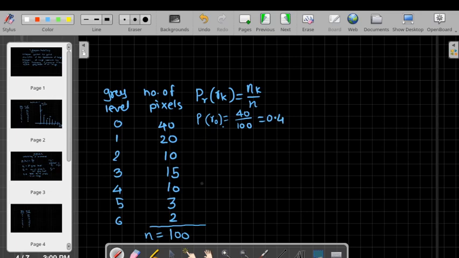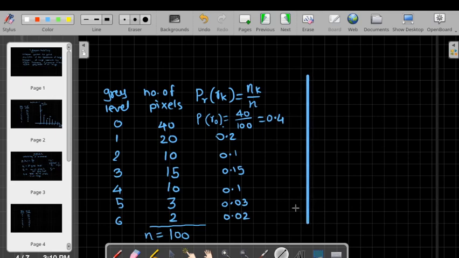So likewise we can calculate the probability of occurrence. So here it is 0.2, 0.1, 0.15, 0.1, 0.03 and 0.02. So this is the table for method 2, and with the help of this table we can plot our histogram like this.